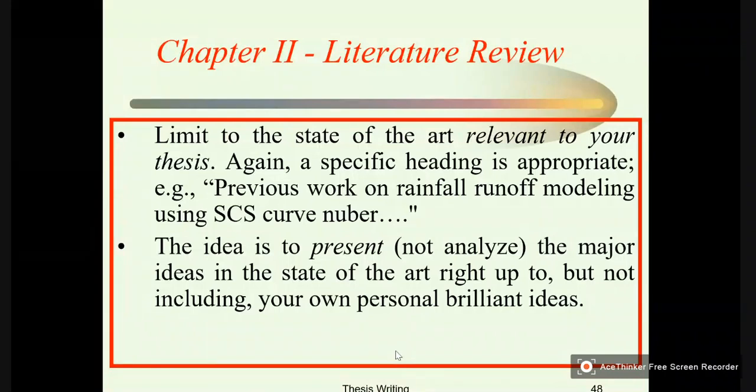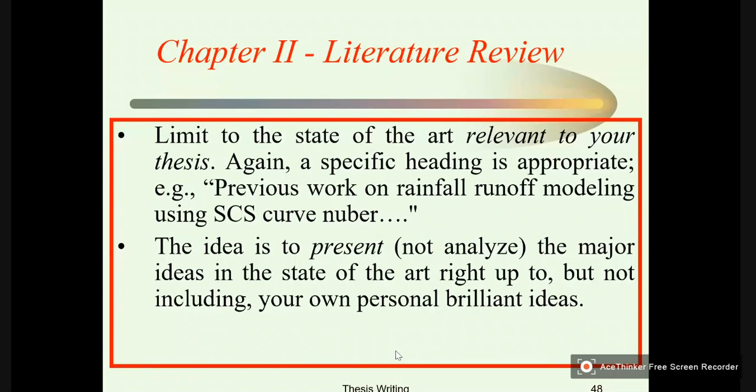Limit it to the state of the art relevant to your thesis. Again, a specific heading is appropriate. Suppose you are writing about previous work on rainfall runoff modeling using SCS curve number. That means you should give the reader information about what the approach is and what the problem is. Previous work on rainfall runoff modeling is the problem; using SCS curve number is the approach.